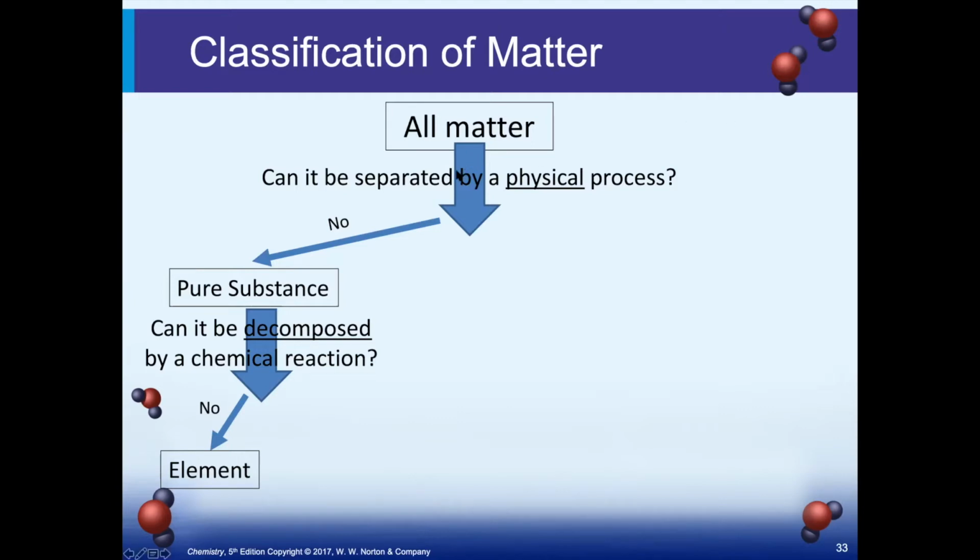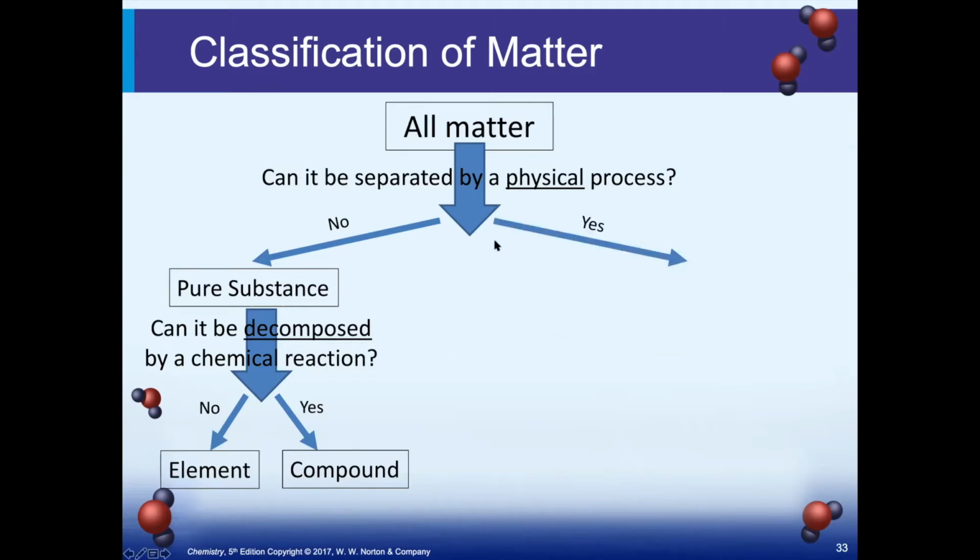So notice the different processes here. First of all, separate by a physical process. And then if the answer is no, can we separate by a chemical process, a chemical reaction? Yes, indeed. So what if you can break it down further by a chemical reaction or chemical process? Then that's what we call a compound. The name kind of gives it away. A compound implies that you've got multiple things combined together, like multiple elements make up the compound.